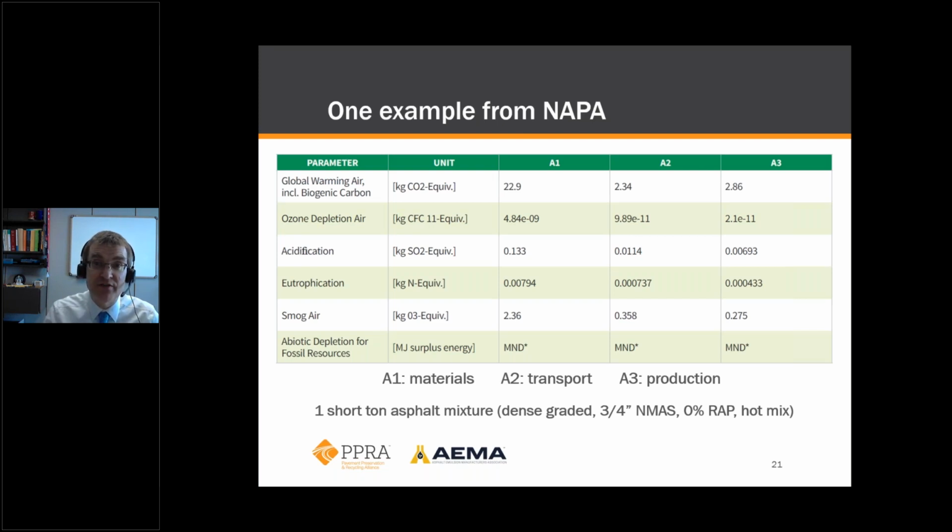And this is actually for a very specific mix as well. It's a dense graded 3/4 inch nominal maximum aggregate size. It has no wrap in it, and it's hot mix. So it's not warm mix or any sort of reduced temperature mix. But you can kind of see all the different possible combinations that could go into just asphalt concrete as well. And that's something that we're very aware of for asphalt emulsions.